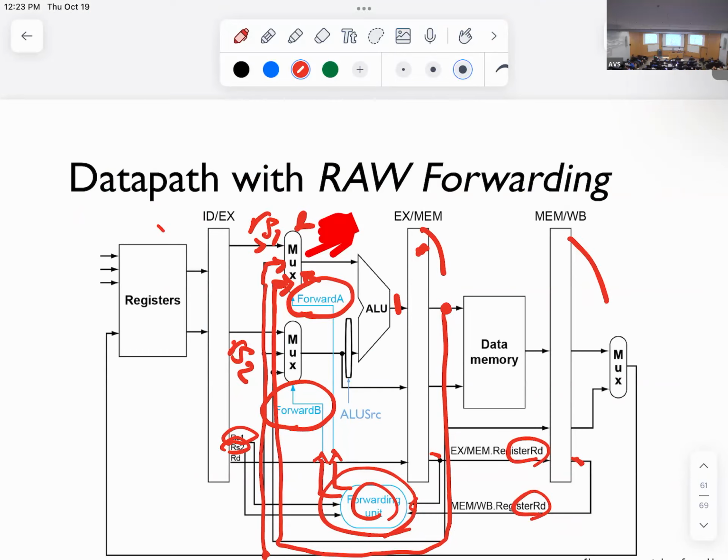Any questions about this? Any doubts? Yeah. Can we go through an example of how the signals would work and how the selection happens for the forwarding?